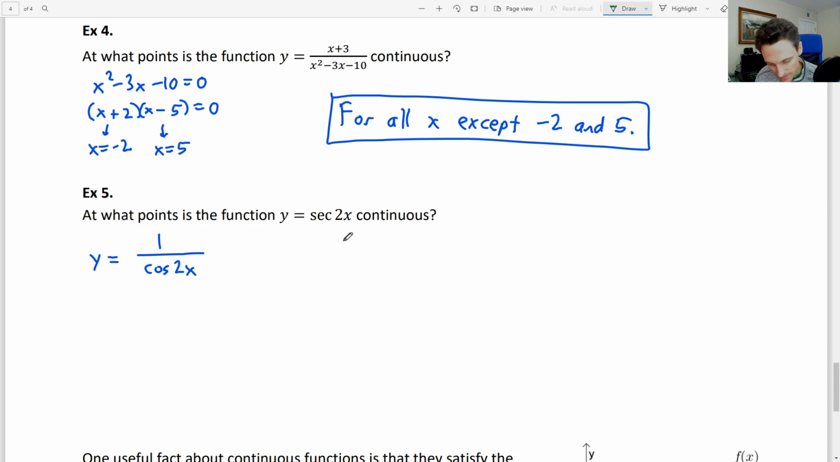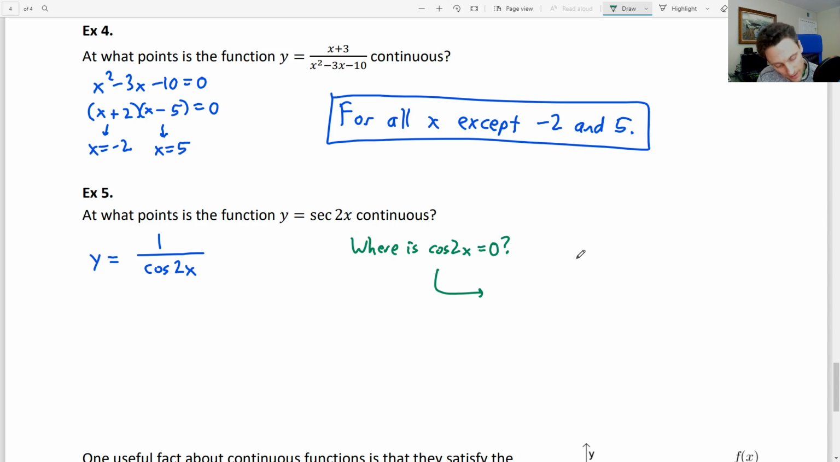We're going to say, where is cosine 2x equal to 0? I was about to say, where are my polynomial chips? Where is cosine 2x equal to 0?